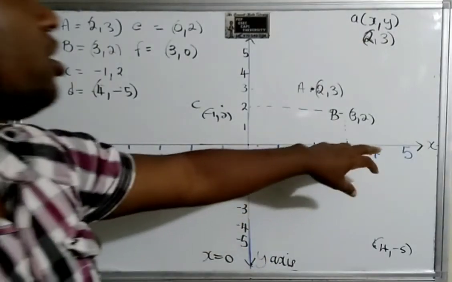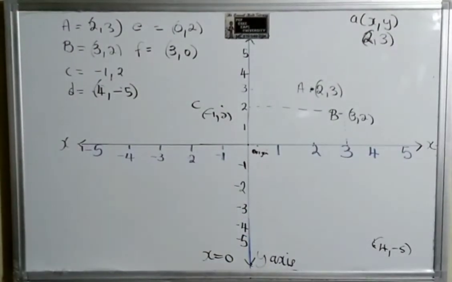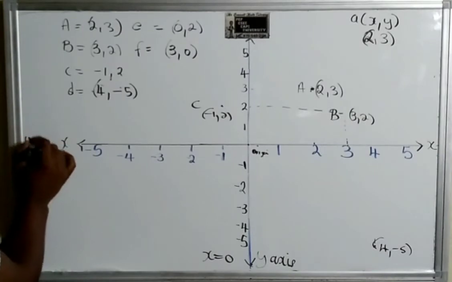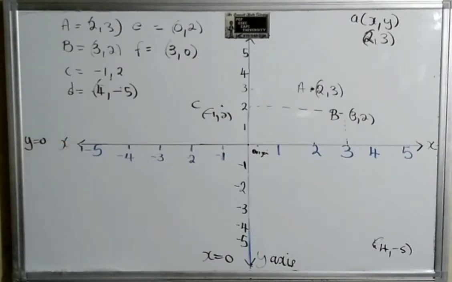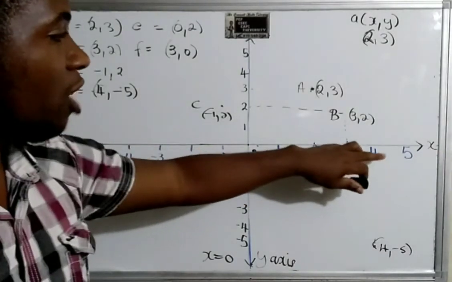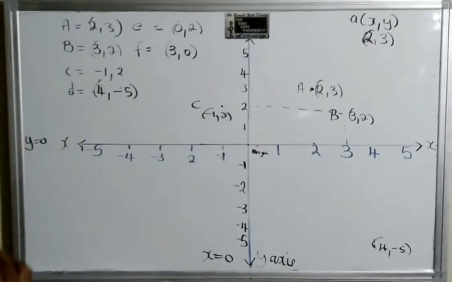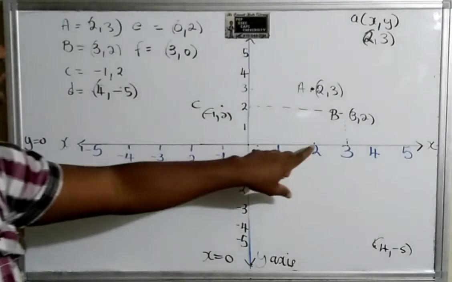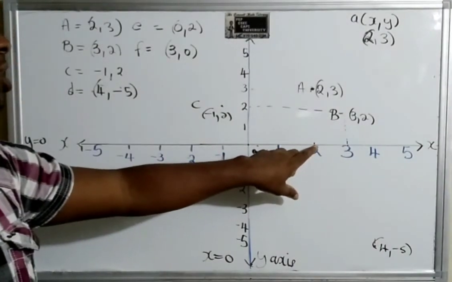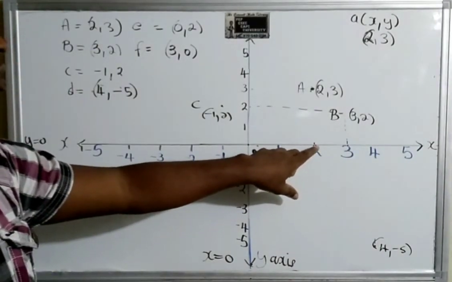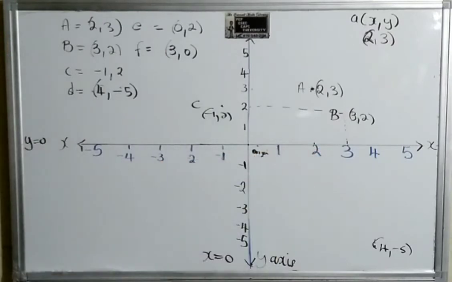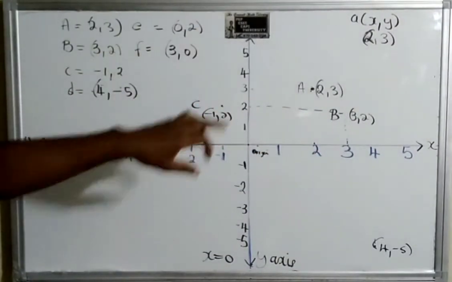And very interestingly, the x-axis is the line y equals 0. So for all of these points on the x-axis itself, y is 0. So if we go right here, y is 0. So this is (2, 0). You understand? So let us find (0, 2).